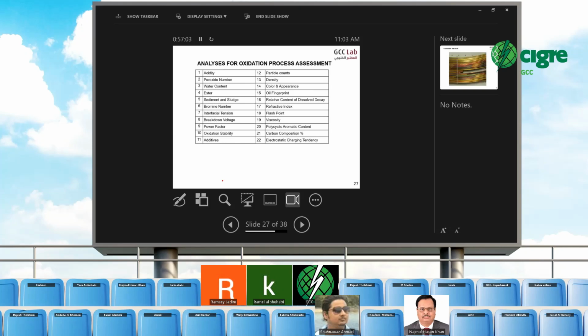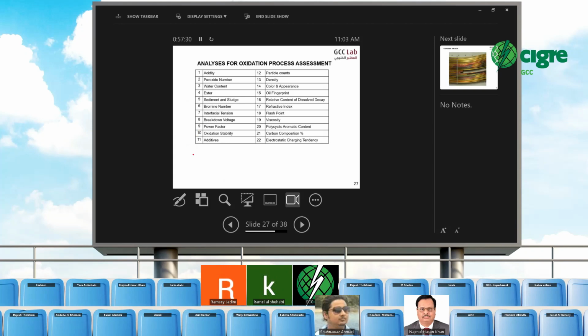Tests for oxidation, there are around 22, but it's not that you can do all of them. You can take the regular tests, but this one covers all the situations of oxidation: acidity, peroxide, water, ester, sediment and sludge, bromine number. Bromine number is to see the polymerization of your oil.